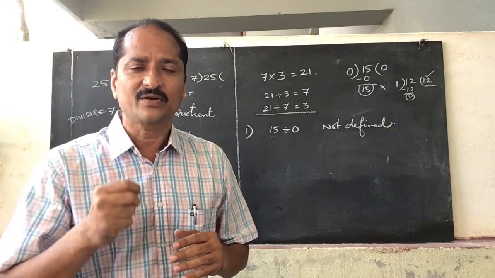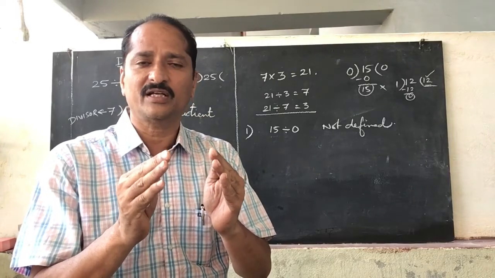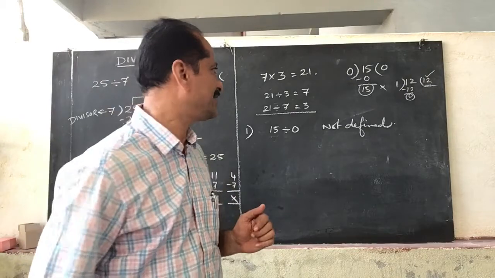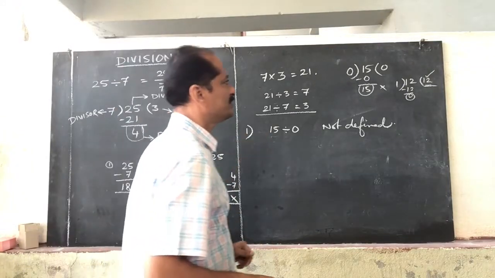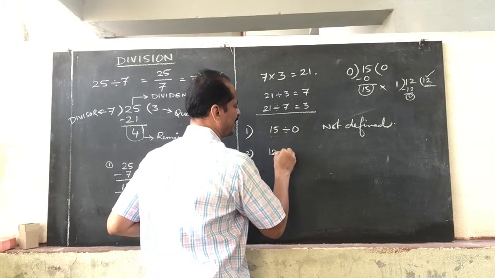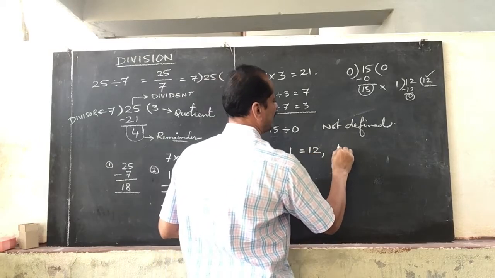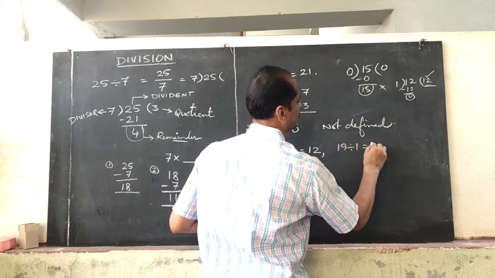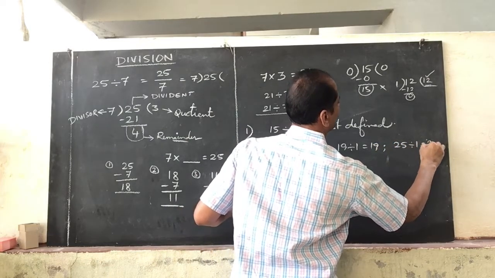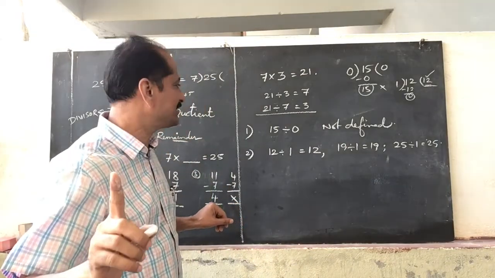What is the quotient? The quotient is the number itself. That is the second property. Dividing a number with 1 gives the number itself. So 19 divided by 1 is 19 itself, 25 divided by 1 is 25 itself. If you are dividing any number with 1, you will get the number itself as the quotient.